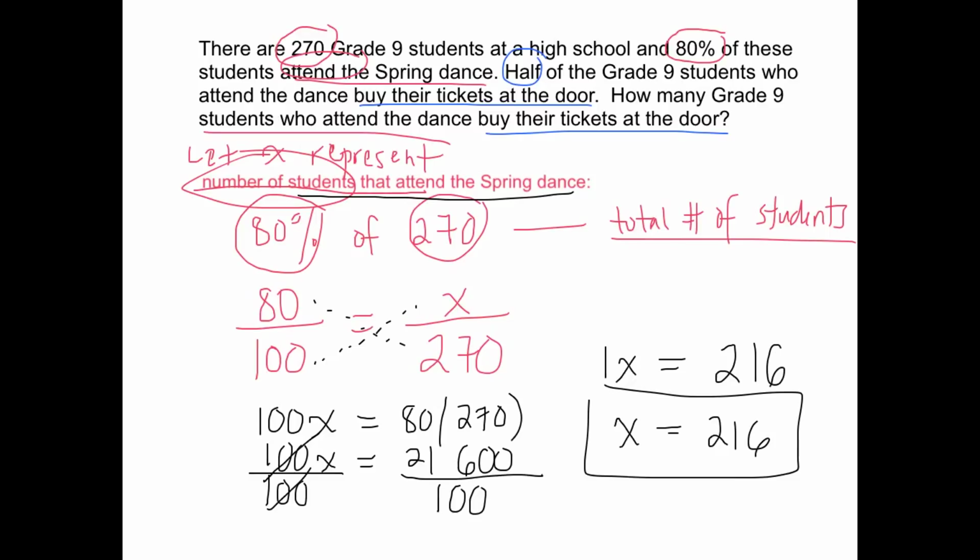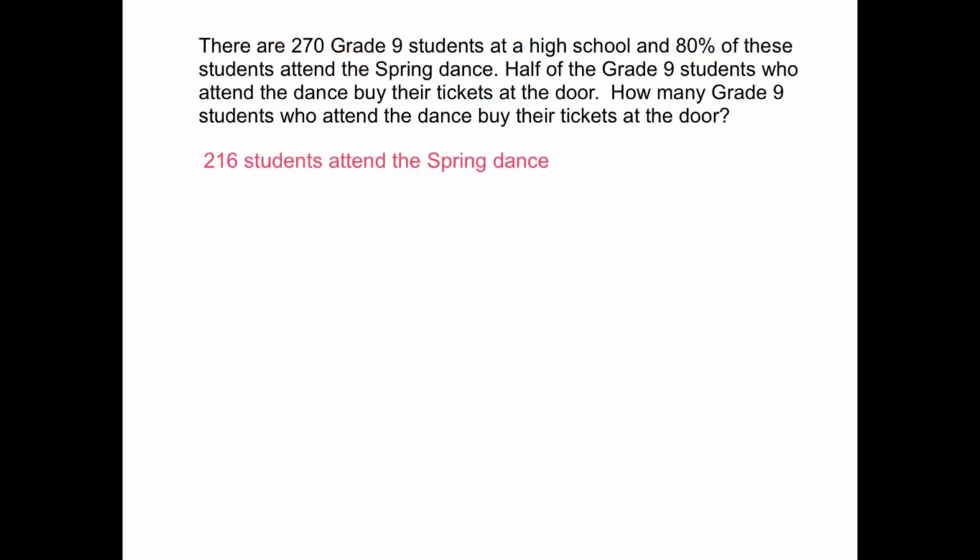Well, did we answer the question? No, the question said, how many students buy their tickets at the door? Well, now that we know how many students actually attend this dance, can we figure out how many of them bought their tickets at the door? Let's try this. So what other information were we given? Well, we're told that half of the students who attend the dance buy their tickets at the door. So we need to figure out what is half of 216.